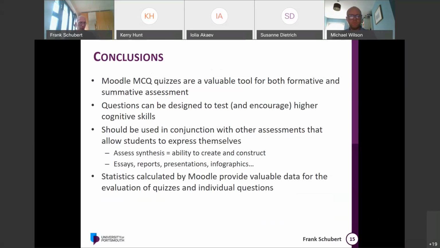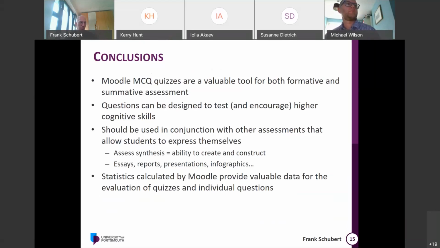I think one thing that I would like to emphasize is MCQs are not the answer to everything. I don't think any of us would suggest that MCQs in particular at level 5 and level 6 should be the only assessment tool. They always have to be used in conjunction with other assessments, because in particular, the ability of students to create and construct well, so basically the ability to express themselves, we cannot test with MCQ. So essays, reports, presentations, infographics, anything like that definitely have to be used to complement whatever we do with MCQs.